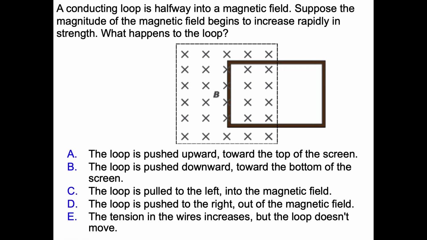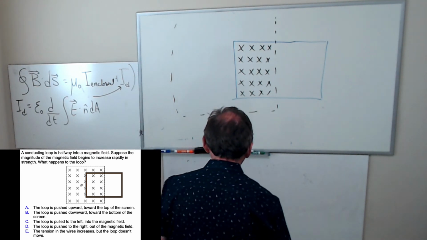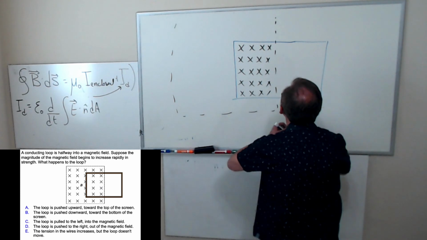So let me switch to the board. Just give me a second. So I drew a picture of this on the board. So B is increasing into the board.